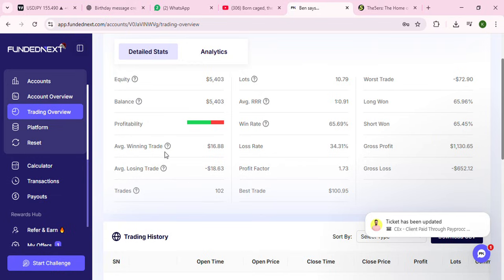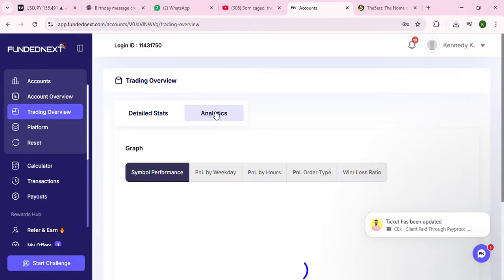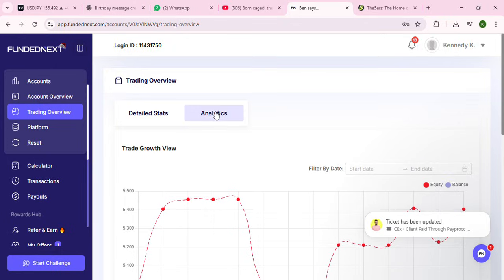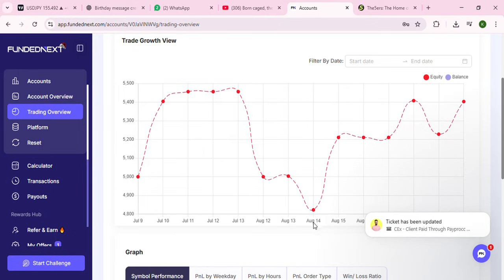Average winning trades 16.88. Total trades in this account, I took so many trades. Those are 102 trades. So that means mostly I was scalping. Mostly I was scalping. Here's my graph, and the graph looks quite nice.